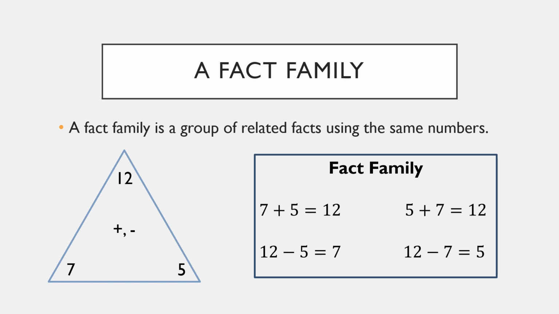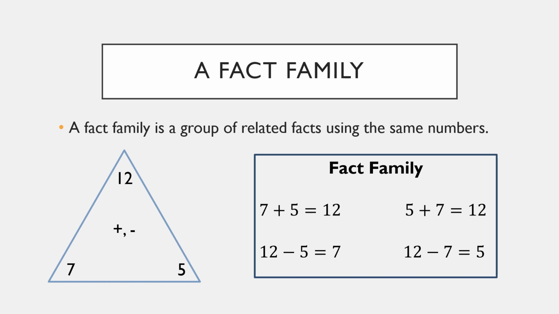7 plus 5 is 12. 5 plus 7 is 12. That's the commutative property, just switching that order. And then we also have that 12 minus 5 is 7. And then similarly, 12 minus 7 is 5. So all of the ways that you can use addition and subtraction to relate those 3 numbers. All right, so that is what a fact family is.